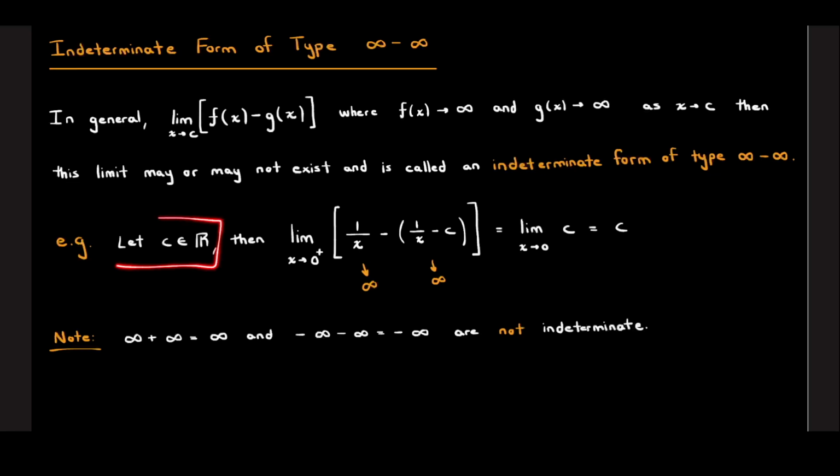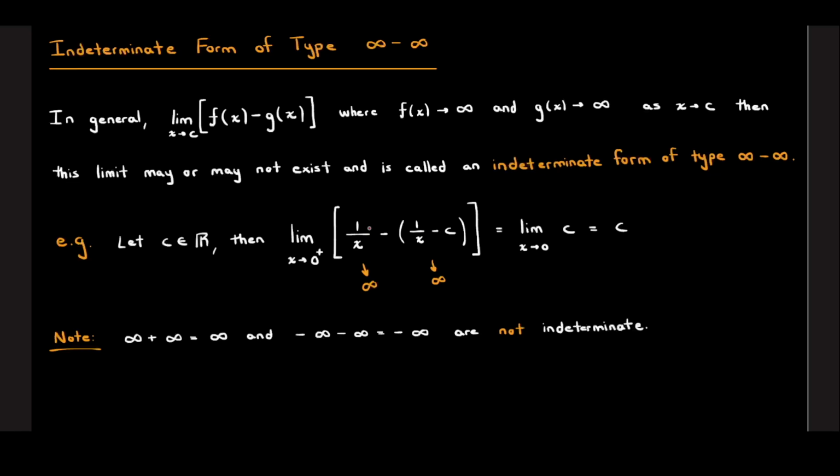Let c be your favorite real number, and let's consider the limit as x approaches 0 from the right hand side of 1 over x, so this is my f, minus this other function, let's call it g. It's 1 over x minus c. So as you can see, when you approach 0 from the right hand side, this will go to infinity because you're doing 1 divided by a very tiny positive number. It's going to go to infinity. Same reason this is also going to go to infinity.